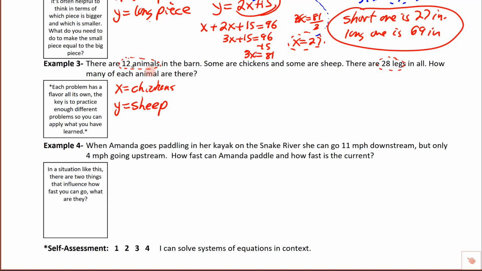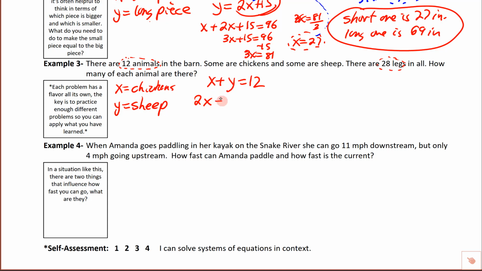So on this one, let's see, there are 12 animals in the barn, so there are only chickens and sheep in the barn. If we take that many chickens and that many sheep and add them together, we're going to have 12 animals. Then let's stop and think about how many legs each one of these has. Chickens only have 2 legs, so we're going to take the number of chickens and multiply that by 2. So 2x represents how many chicken legs there are.